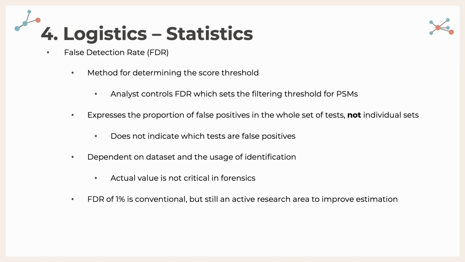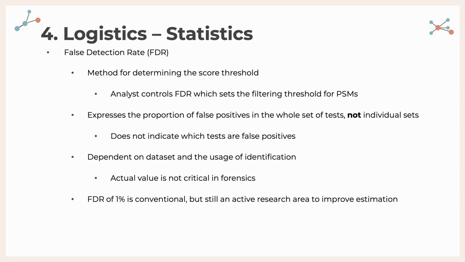So recall the protein sequence match from the database search. You would have to score the compared databases and compared spectra, and then set a threshold for which is considered a true positive. And this false detection rate is essentially how you set the threshold.